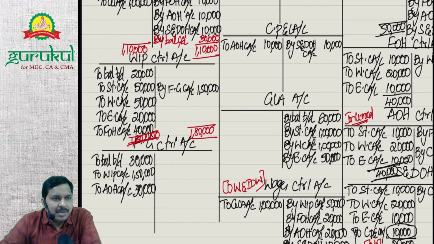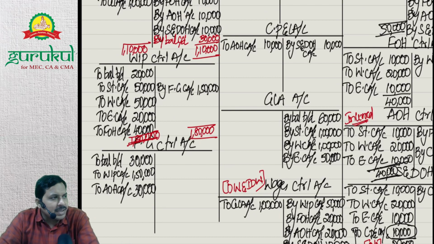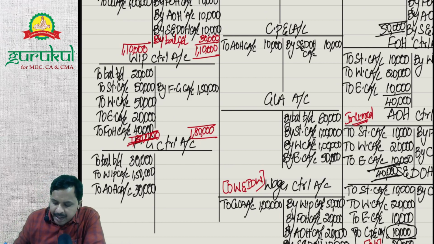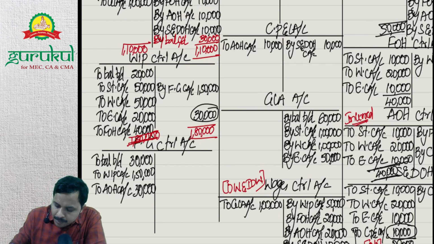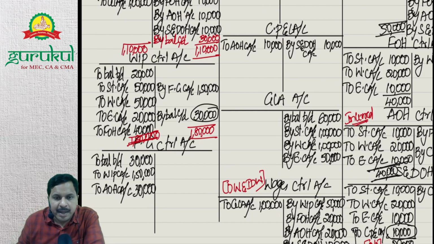Now in work in progress, I wrote on the credit side 1,50,000. Total debits is 1,80,000. Of that, 1,50,000 has been transferred, that is, finished goods have been converted. We have a balance of how much? 30,000. What is it? Closing stock of work in progress, by balance carried down.